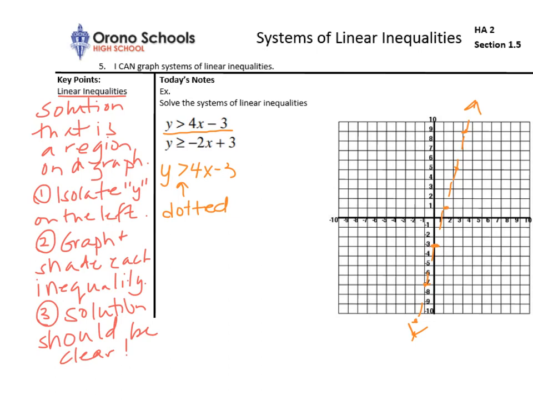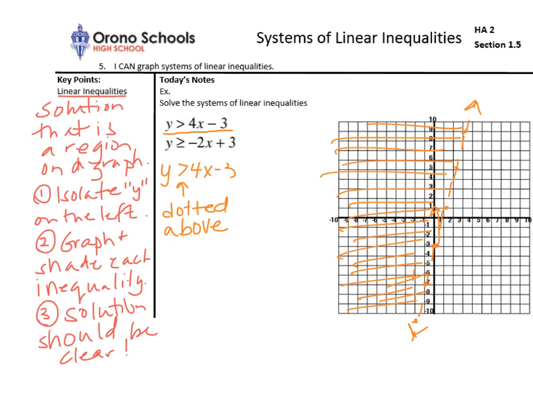Now we have to think about what greater than means. Look at where it crosses the y-axis at negative 3. Values for y that are greater than go up on the y-axis. Values that are less than would go below. So what this means is we'll shade above the line. I'm just going to lightly shade in everything on this side in orange. There's that portion of the graph.